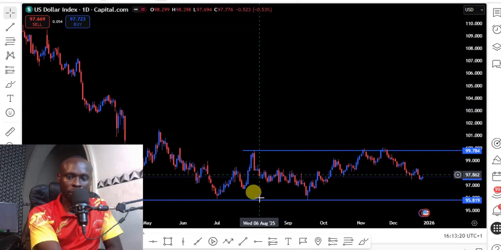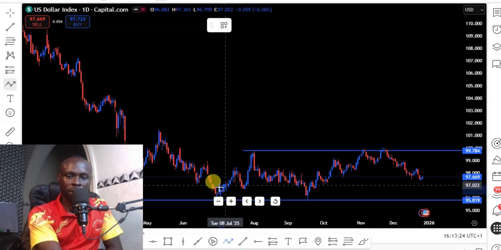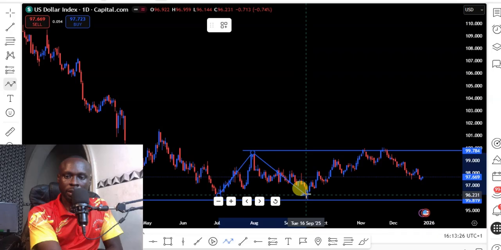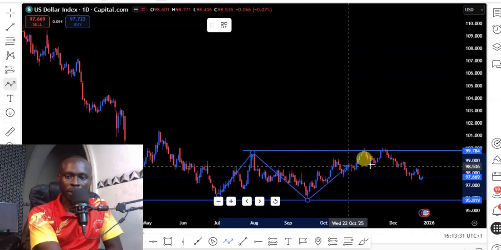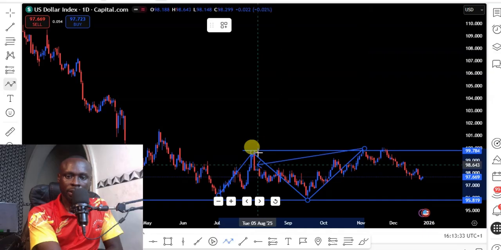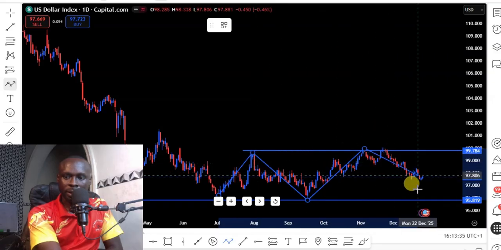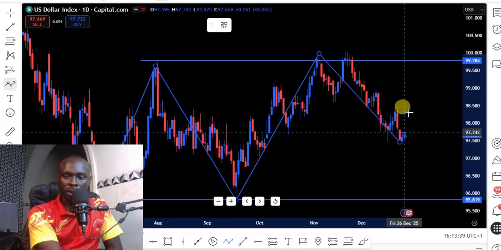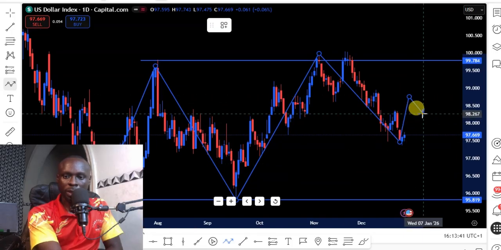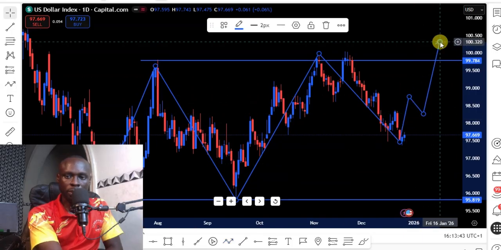Then we have this major structure of the dollar index, which is we have this level, this lower low, then price created this higher low, then price went and closed above this high, then price retested. So we expect price to break out of this inner structure, then do a retest before we start looking for a buying opportunity for the dollar index.